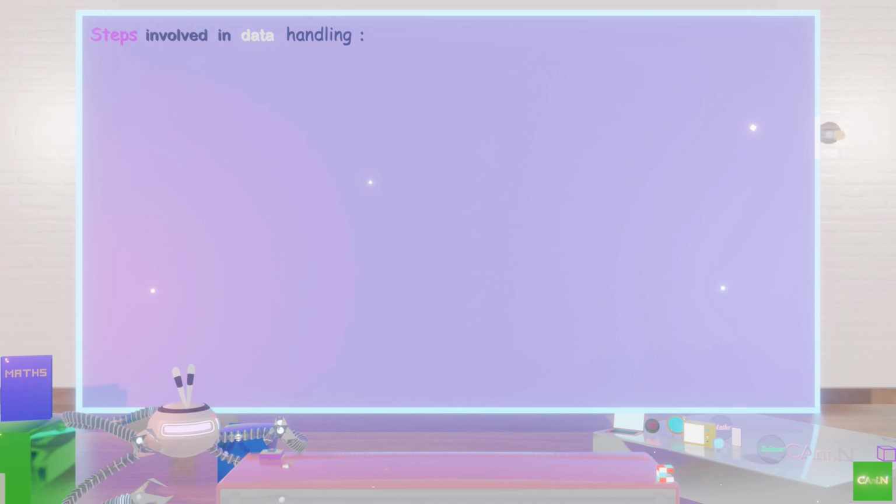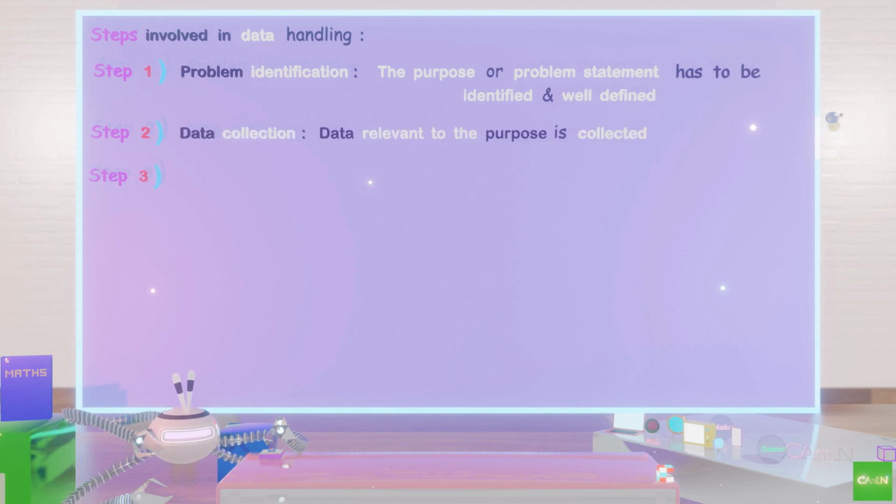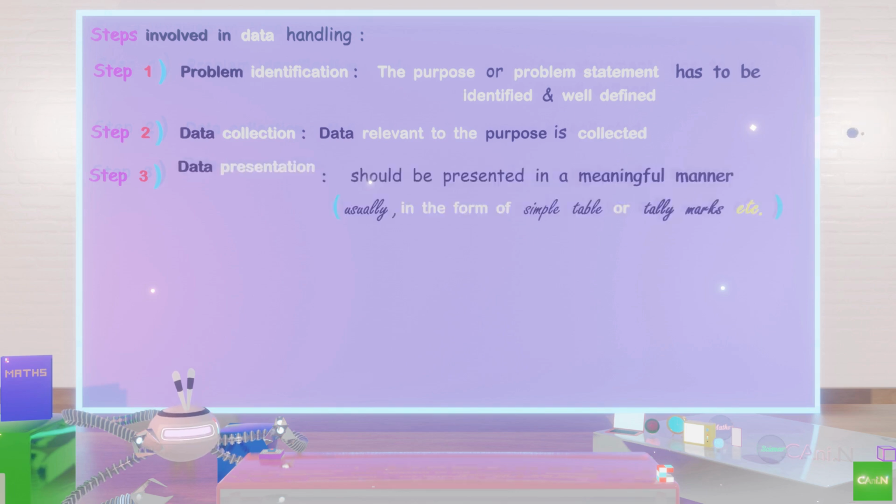So, steps involved in data handling. Step 1. Problem identification. The purpose or problem statement has to be identified and well defined. Step 2. Data collection. Data relevant to the purpose is collected. Step 3. Data presentation. Data collected should be presented in a meaningful manner, usually in the form of simple table or tally marks, etc.